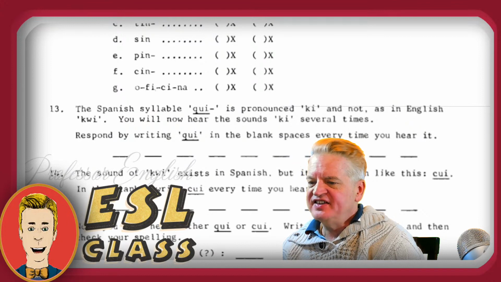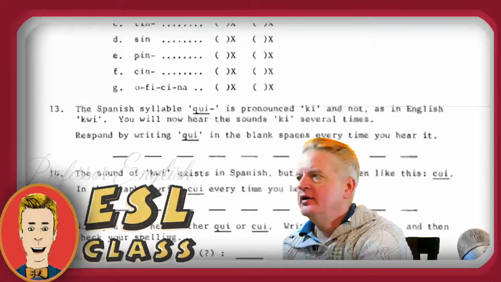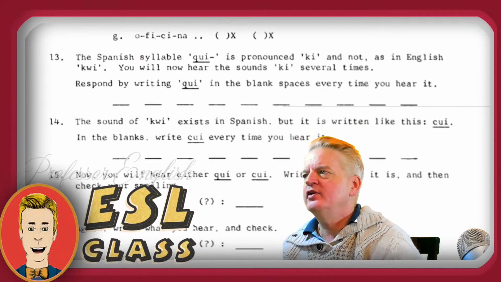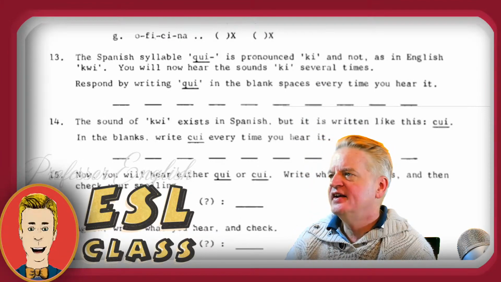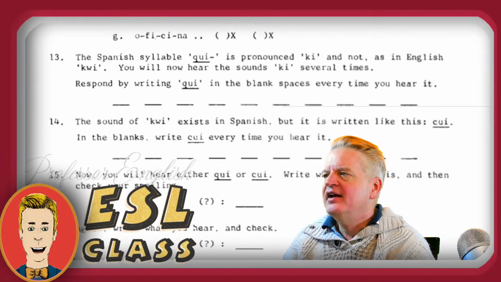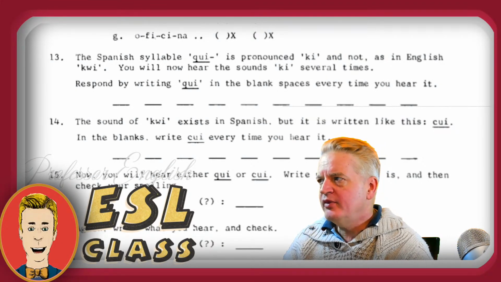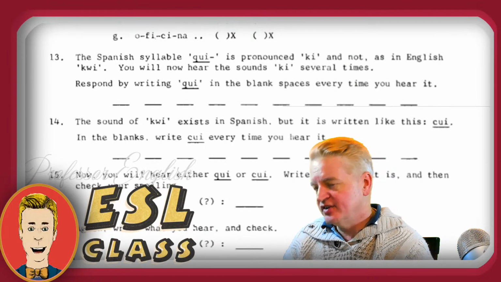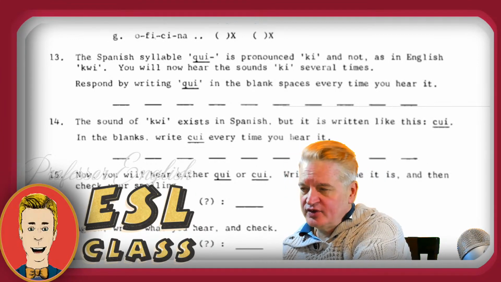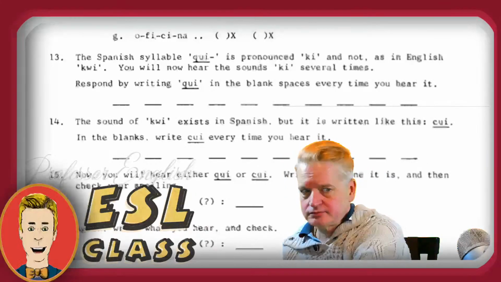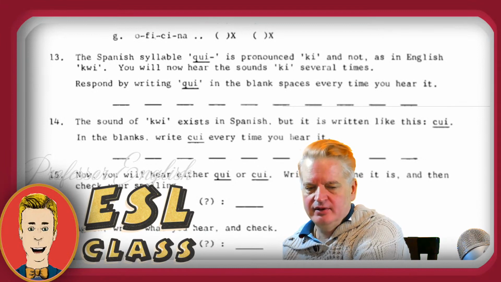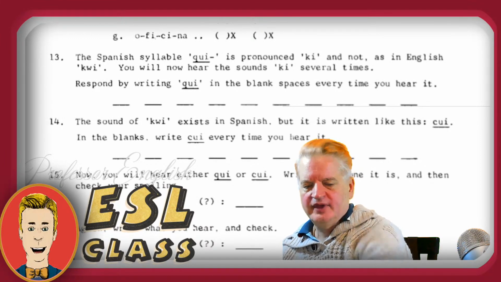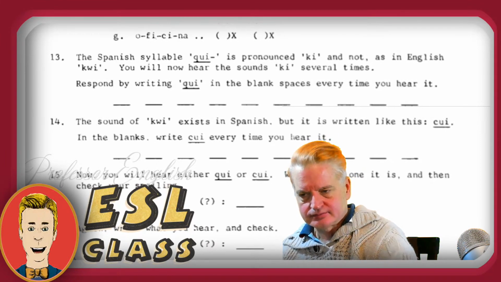Number 13. The Spanish syllable QUI is pronounced ki, and not, as in English, qui. You will now hear the sound ki several times. Respond by writing ki in the blank spaces every time you hear it. Let's just repeat it. Ki. Ki.